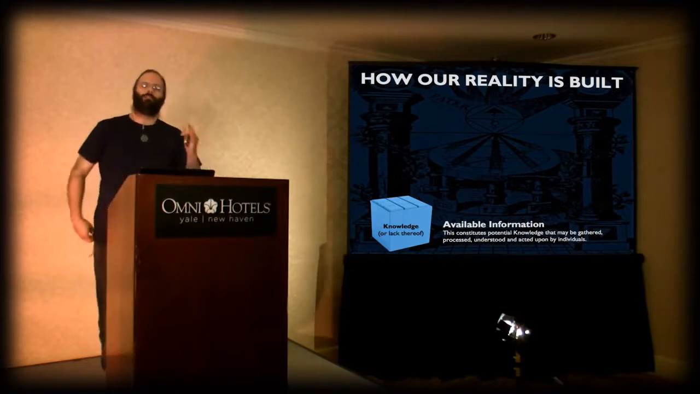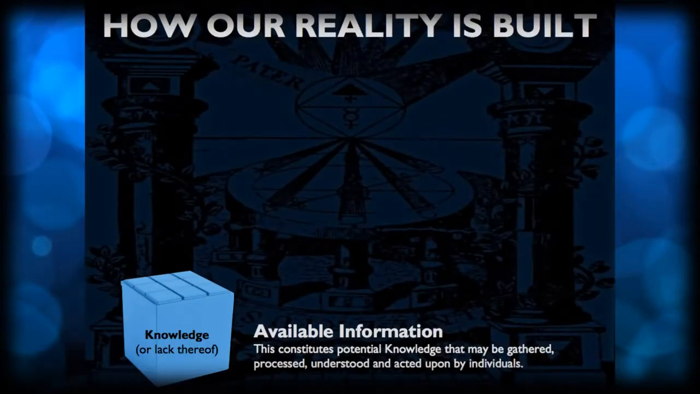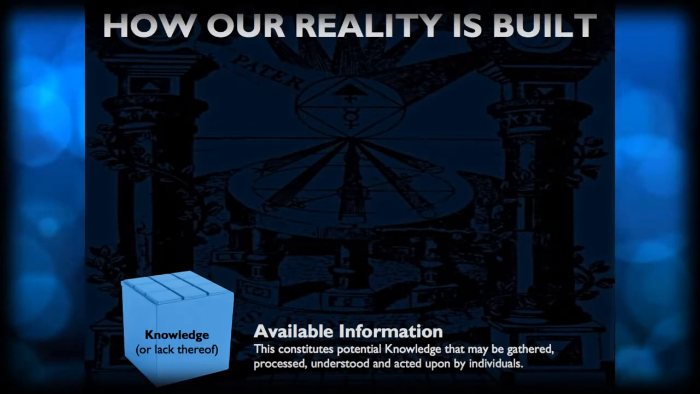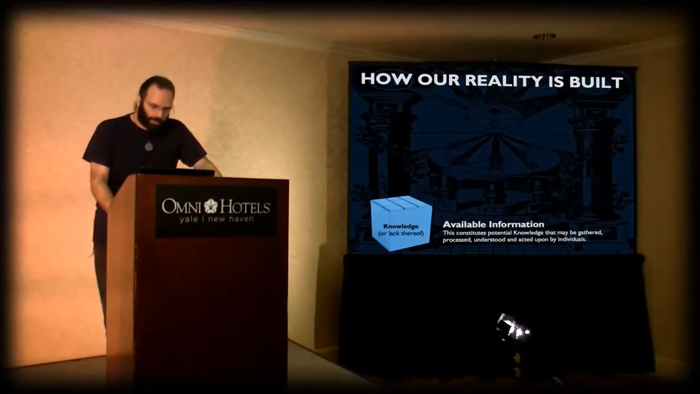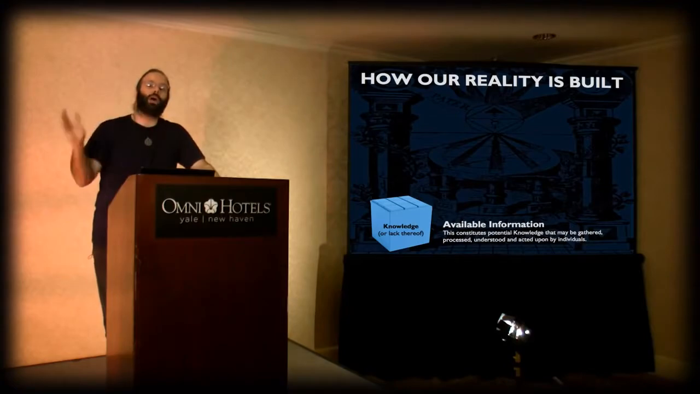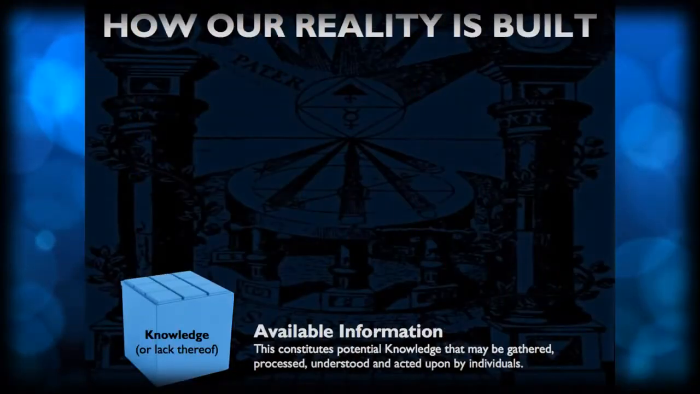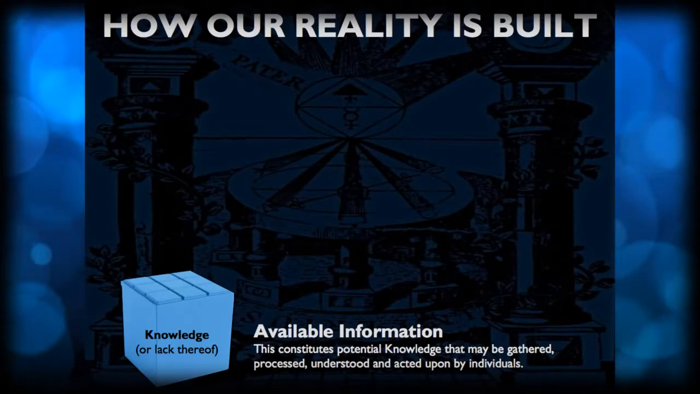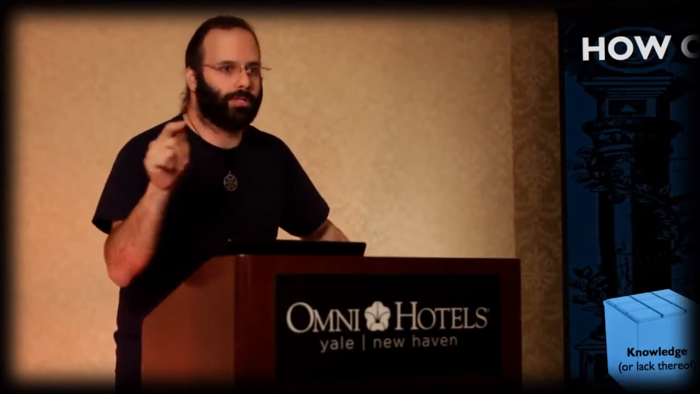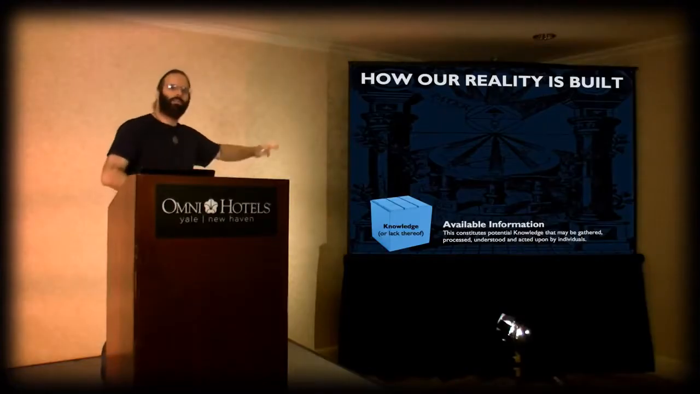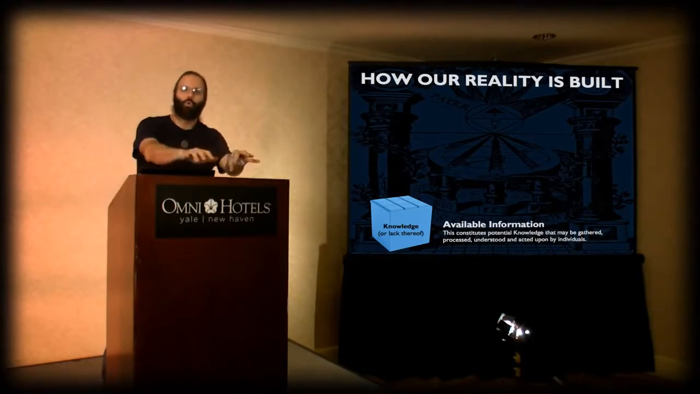So we start with available information. And when people look at what I'm going to describe here, they will recognize it as something. And I'll hold what that is for a moment. Available information is what you're starting with. This constitutes potential knowledge, and it can become knowledge if it's taken in, if it's amassed, if it's aggregated. It can be gathered, it can be processed, it can be understood, and then it can be acted upon. You could call this the grammar stage of this three-part process I'm going to explain. You could also refer to this as the input stage. If we're looking at it in a computer model, this is the stage of inputting information or programming something.